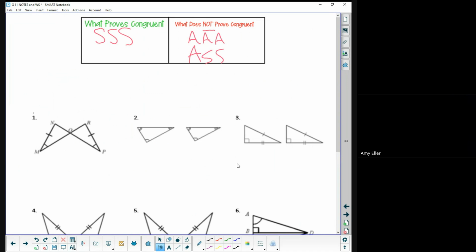Let me fill you in on the other ones that will prove congruent. There's a lot, but if you remember the ones that don't work, every other combination does work. So please write down SAS. SAS. ASA, which stands for, of course, angle, side, angle. AAS.